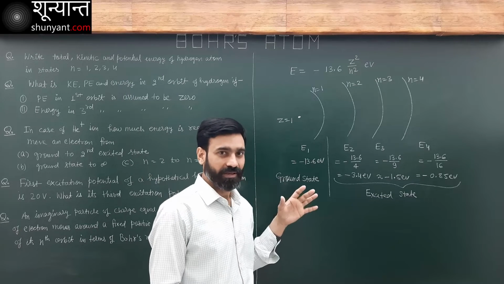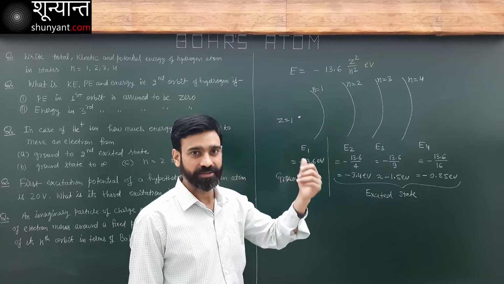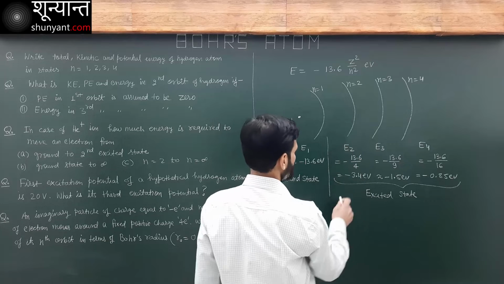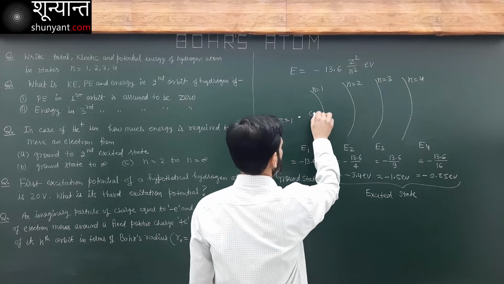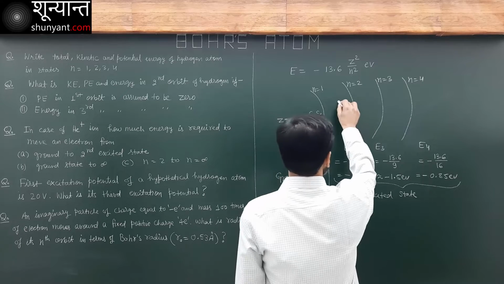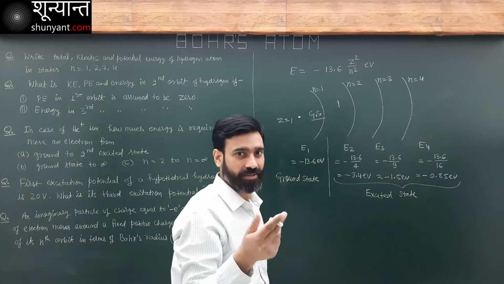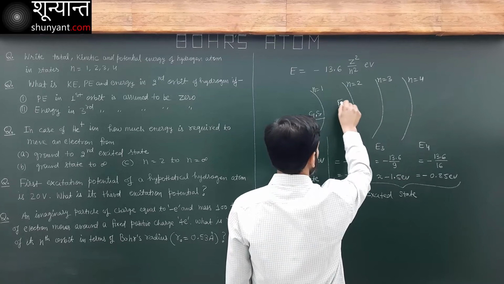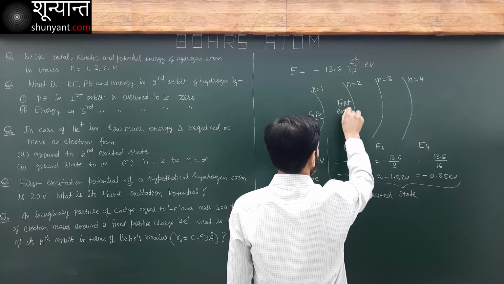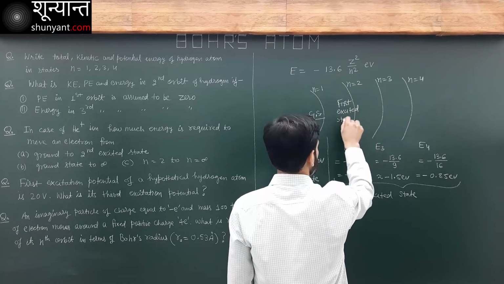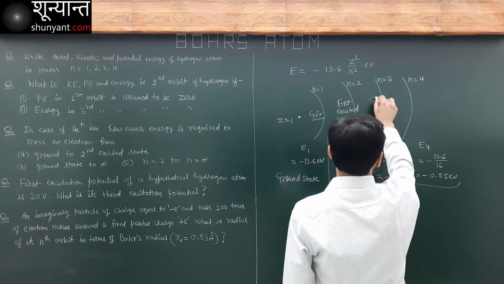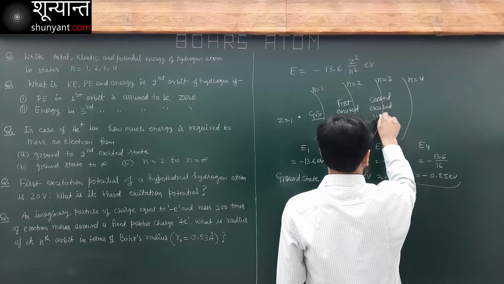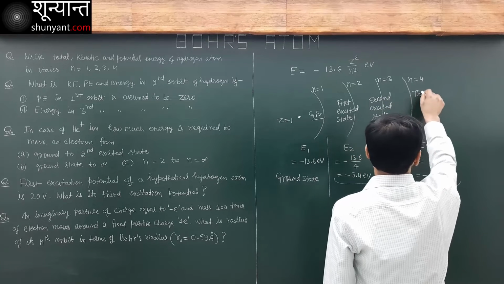So this is known as the ground state. In all other states, energy increases. All of these are excited states. Now here, n equal to 2 is the first among the excited states, so it is known as the first excited state. This is the second excited state. Similarly, this is the third excited state.